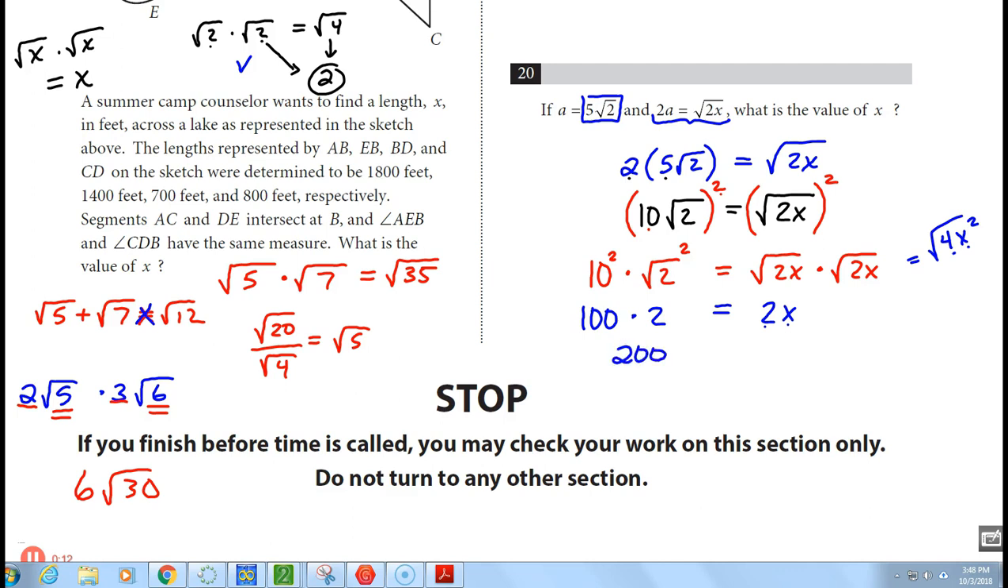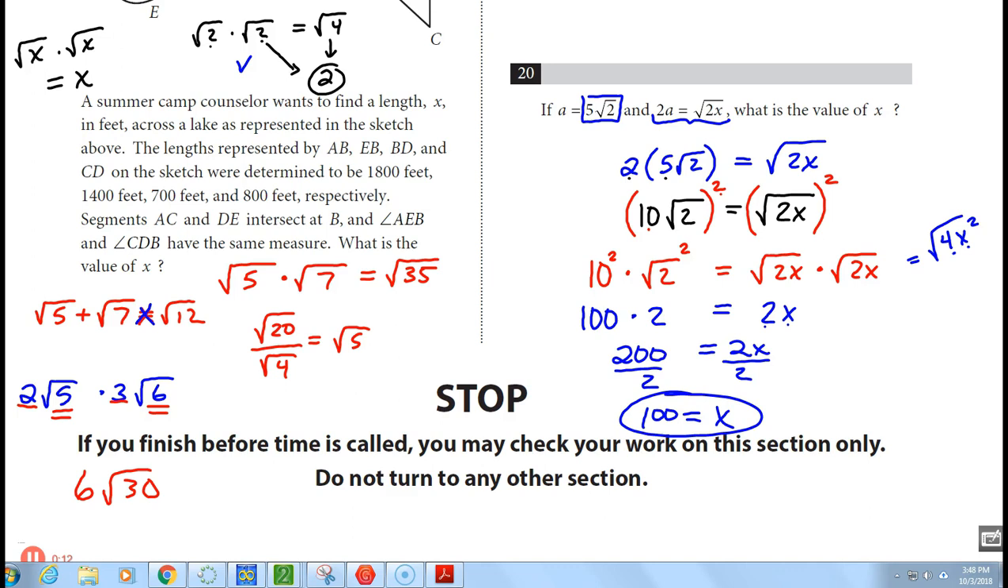I have 200 equals 2x, and I'm going to divide both sides by 2, and I find out that x equals 100. And if you plug that back in, it should work out if you double check it.